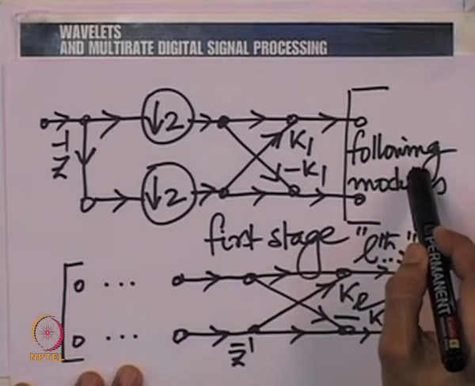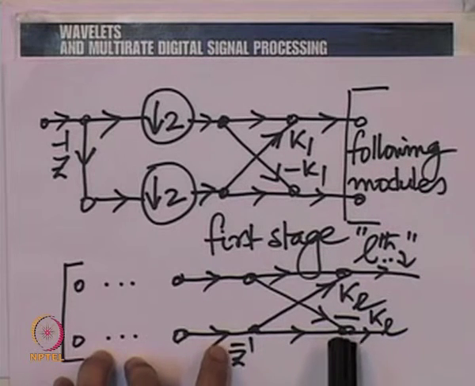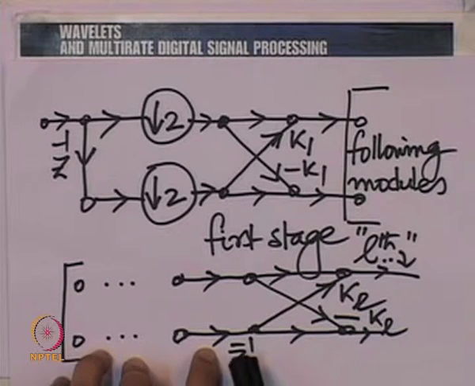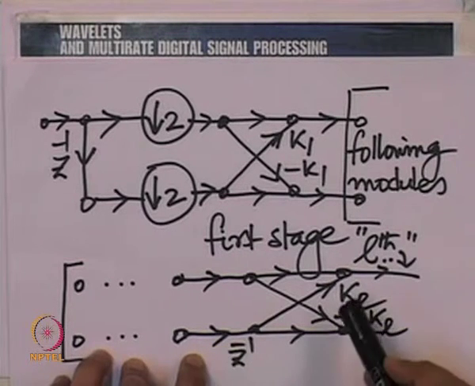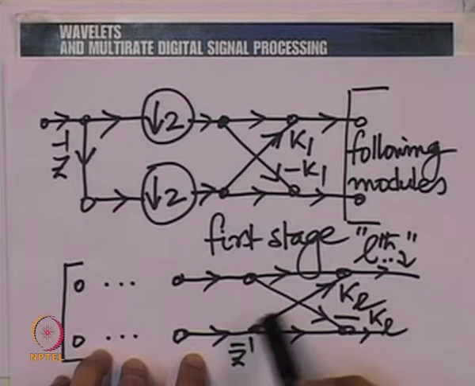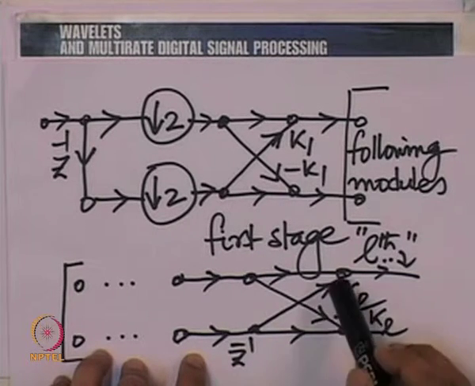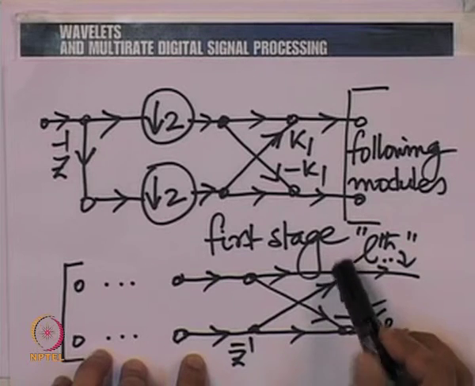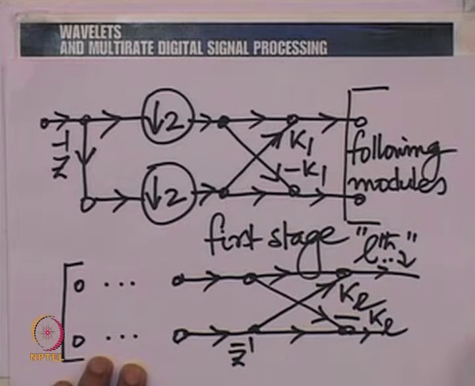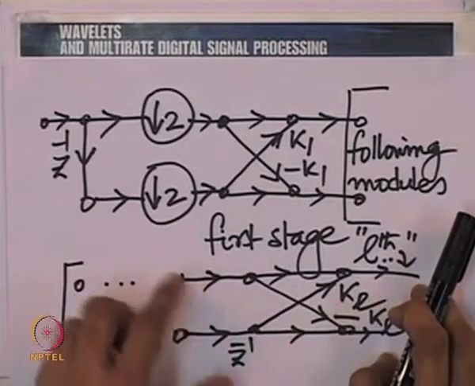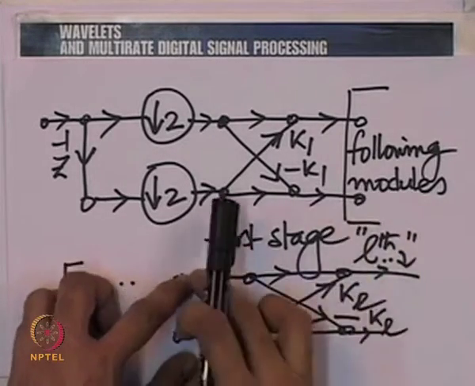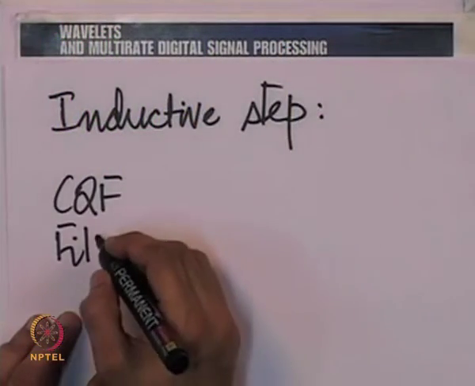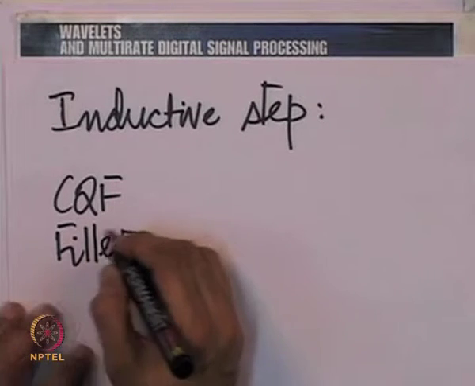Now, after this stage, I put several modules of the kind shown here. So, I have a Z inverse followed by a so-called lattice constant stage. So, multiplier KL there, minus KL here, a summation here, and a summation here. Let me expand the state. So, what I am going to show you is the inductive assumption across the stage. The inductive step, therefore, can be put down as follows here. We have the conjugate filter pair.